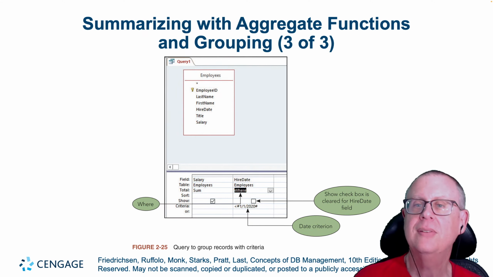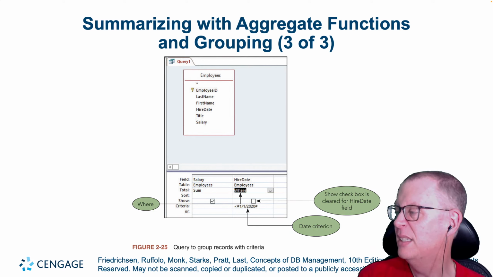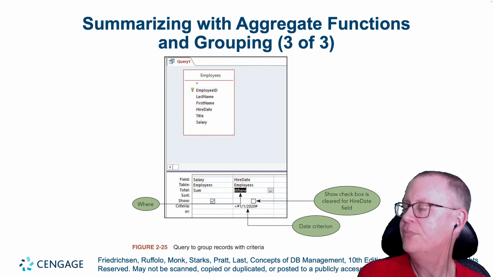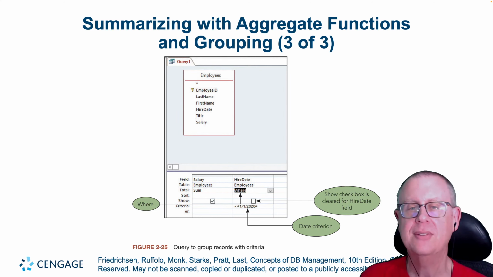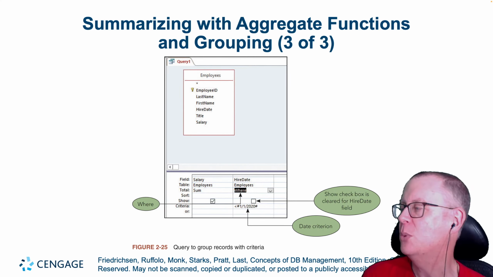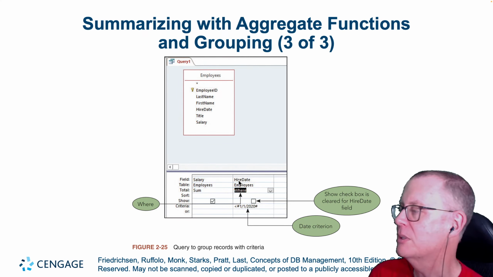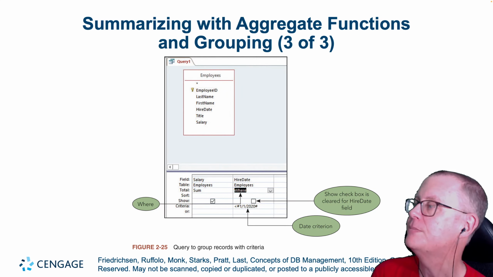Okay, so here's an example where we're getting the sum of the salaries, where the hire date was less than January 1st, 2020. Right, you can see the total there being used is sum. That's the aggregate we want to use, and that's what that's doing.